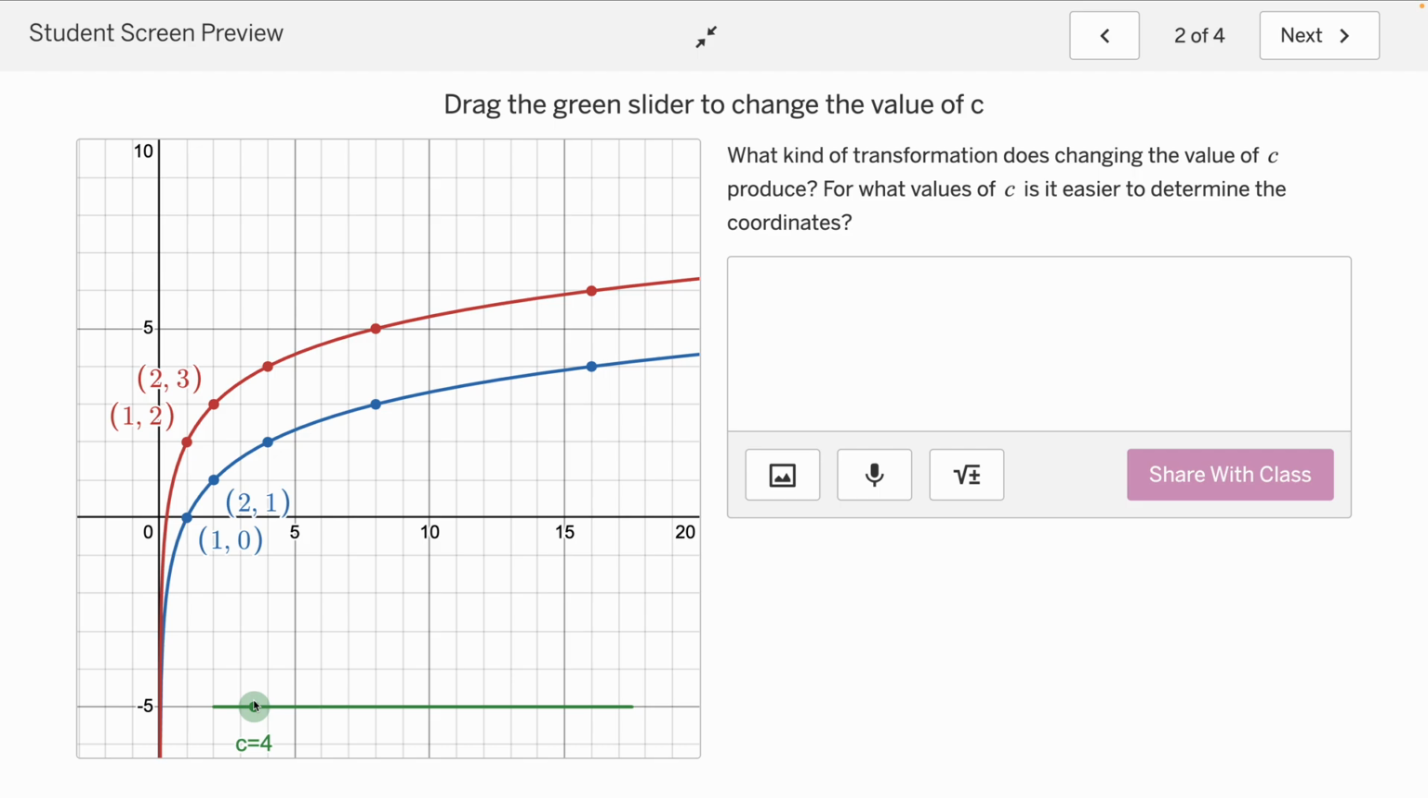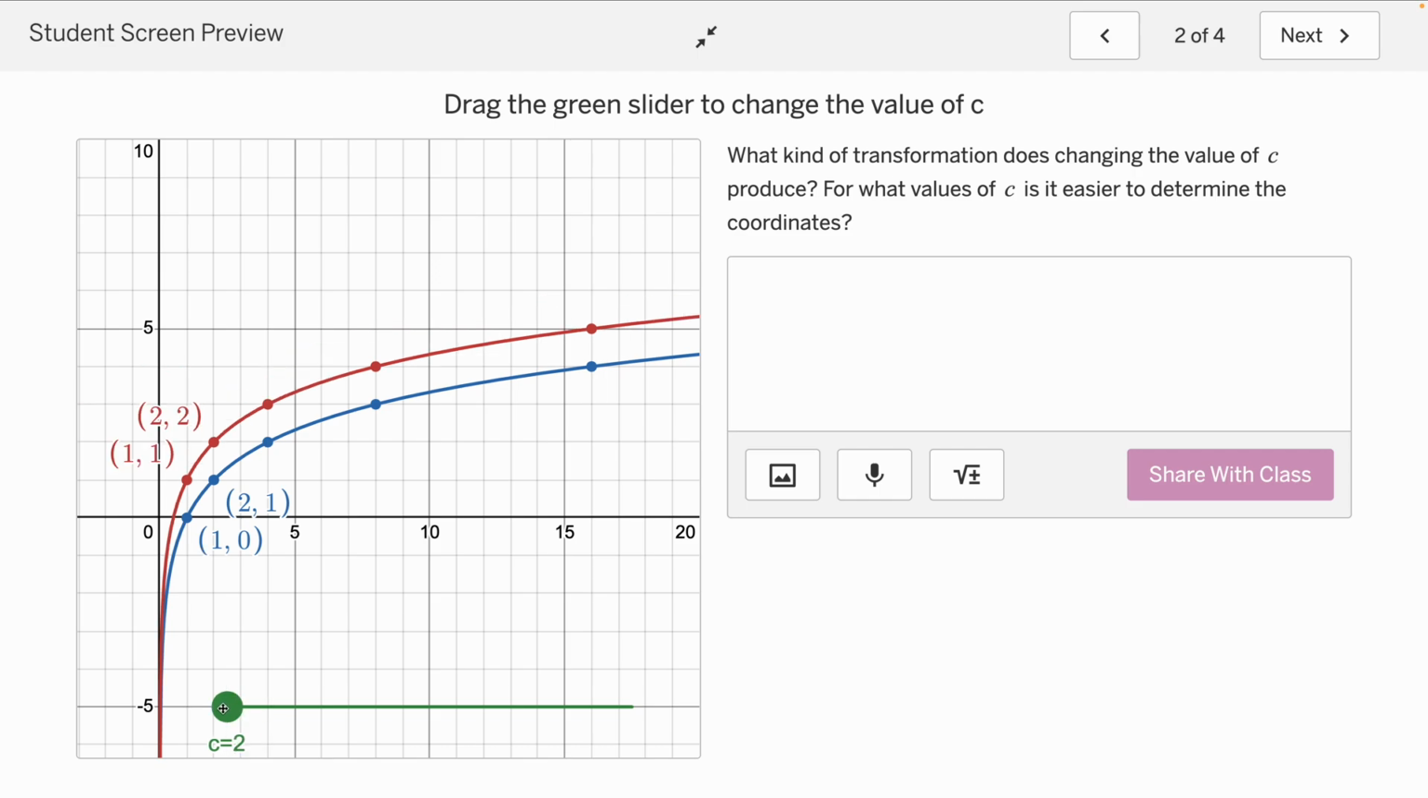So if I have this one, I was at 1, 0, now I'm at 1, 2. What changed? The y value went up 2, went up 2 there as well. But that's 4. That's kind of weird, right? That was 4 and this is 2. This was 2. And that's 1. All right.